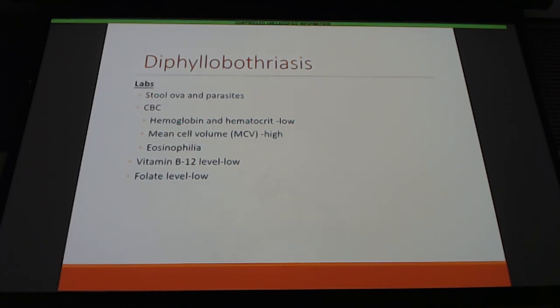Labs, you can do an O&P, you can do a CBC, because that's going to tell you whether you have the anemias or not. Hemoglobin and hematocrit may be low because it's sucking on some of your blood, part of what it does. The eosinophilia will be there. Your vitamin B12 may be low, and you can also check the folate. Those two usually go hand in hand.